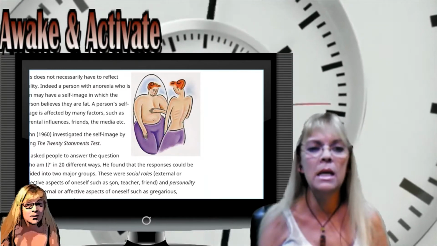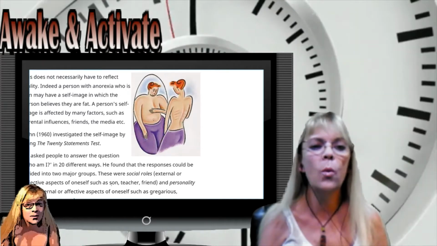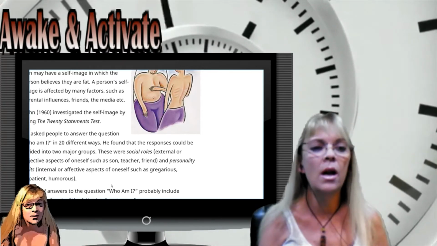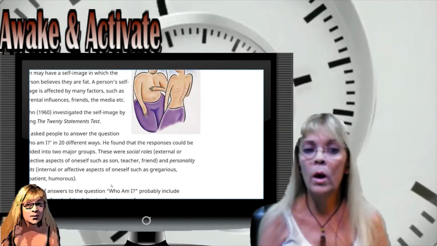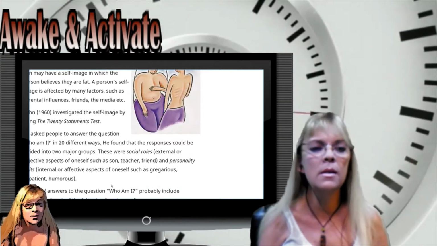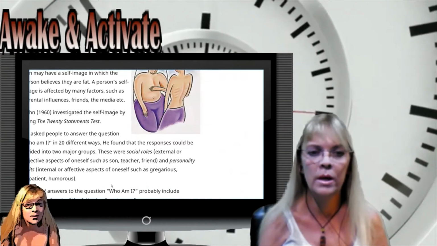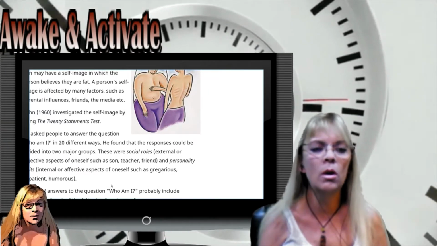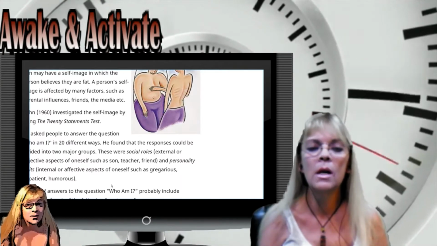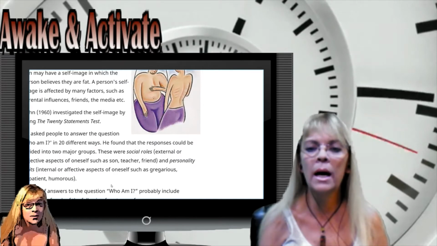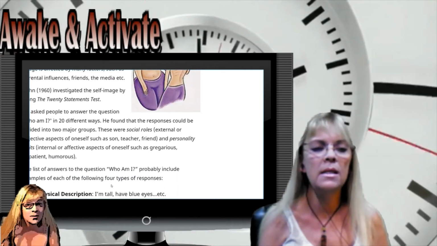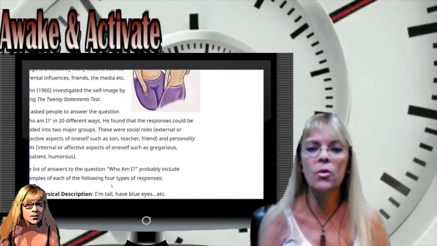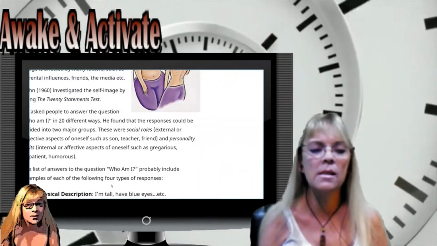Kuhn, 1960, investigated the self-image by using the 20 statements test. He asked people to answer the question, "Who am I?" in 20 different ways. He found that the responses could be divided into 2 major groups. These were social roles, or external or objective aspects of oneself, such as son, teacher, friend, and personality traits, or internal or affective aspects of oneself, such as gregarious, impatient, humorous.